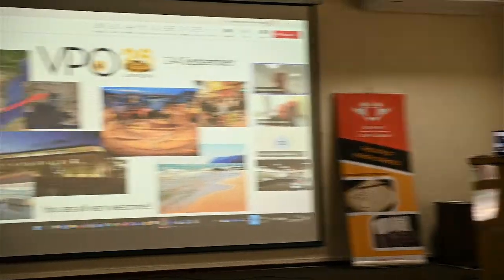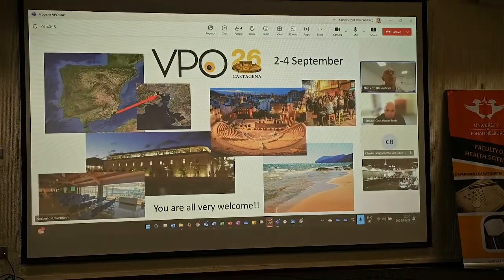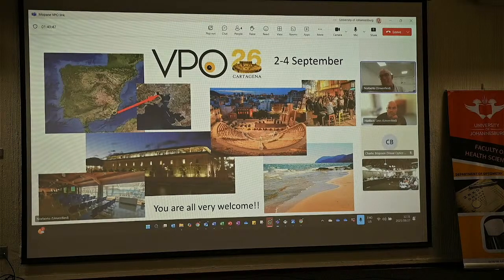We want to do the meeting so that you can see the sea through the window. Cartagena is a lovely place, full of history to visit. Of course, you are very welcome. It will be between the 2nd and 4th of September of next year, so you can put it in your agenda. To be clear, the venue will be the one on the left, not the one in the middle.